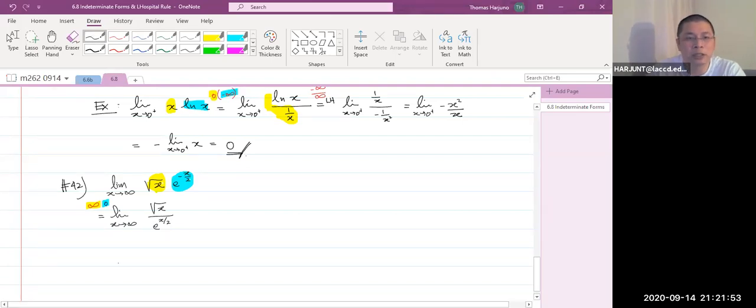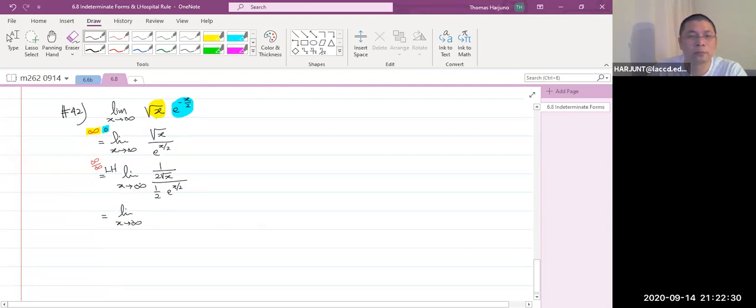Anyway, from here you see this is infinity over infinity. That's the indeterminate form we have. So I apply L'Hopital's rule. Limit x goes to infinity of 1 over 2 square root of x over 1/2 e to the x over 2. Simplify. So I get 2 over 2 square root of x e to the x over 2. That's limit x goes to infinity of 1 over square root of x times e to the x over 2, which is 0, because that's 1 over infinity.